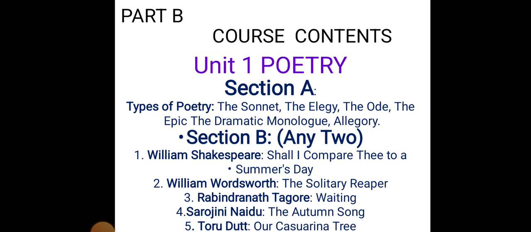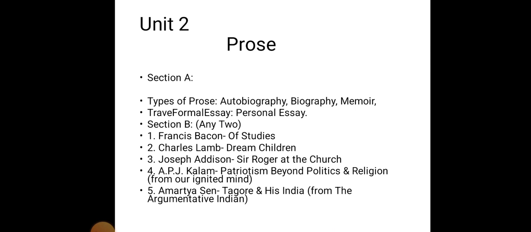But students, you need to understand, here in section B you can see any 2 is given. You have 5 authors, but any 2 are to be tested and studied. So I will be teaching you number 1, William Shakespeare, and number 2, William Wordsworth. Remember and note it down that I will be taking your classes on William Shakespeare and William Wordsworth from Unit 1, the poetry section. Let's move ahead to Unit 2, the prose section.